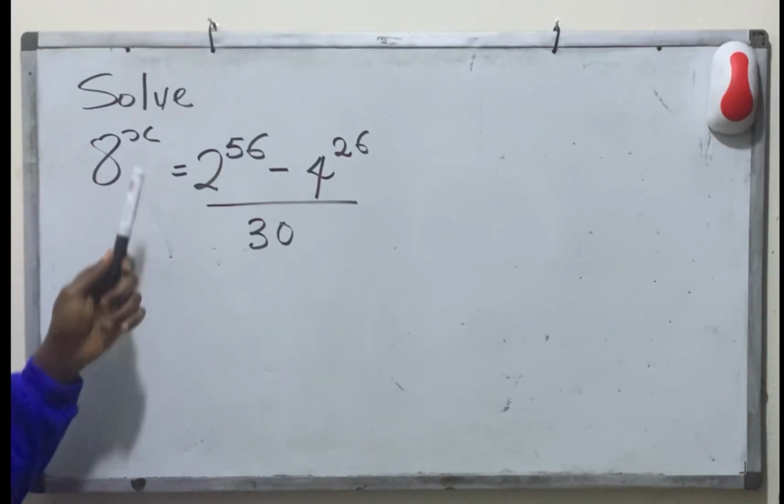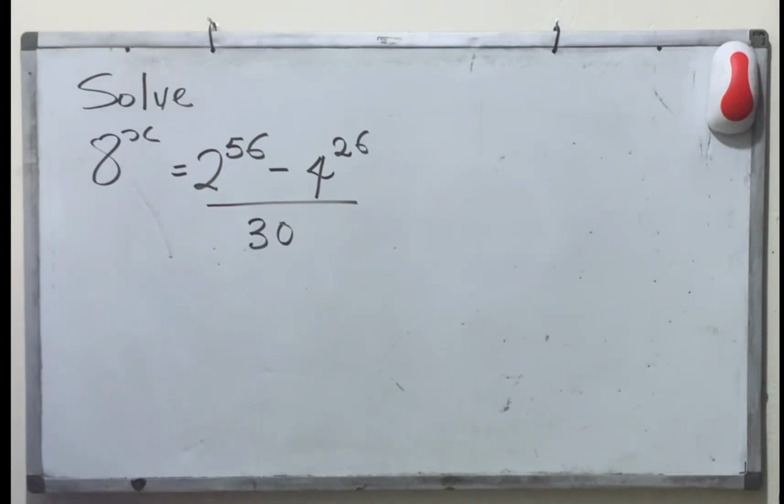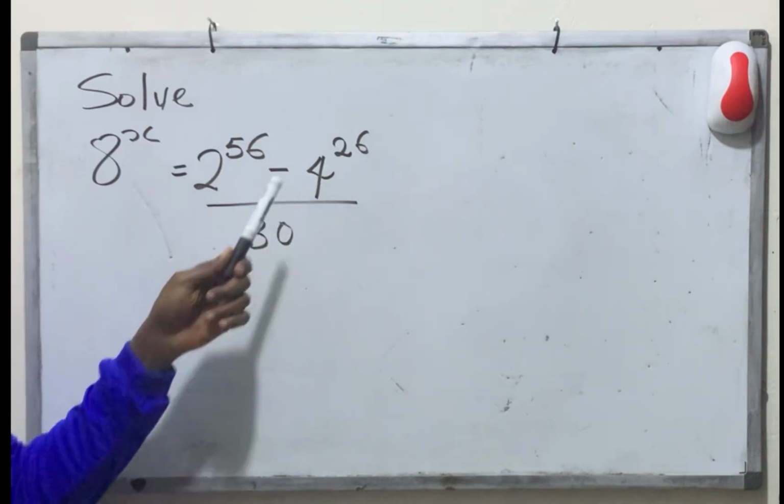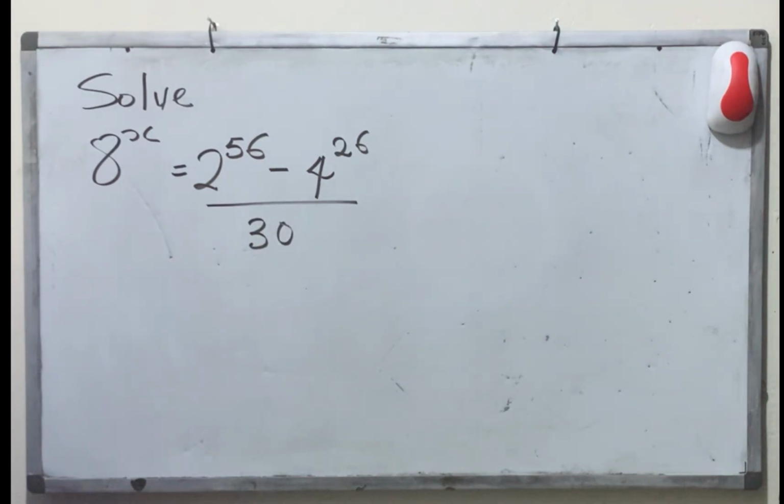Solve 8 raised to power x is equal to 2 raised to power 56 minus 4 raised to power 26 divided by 30. We want to look for the value of x.